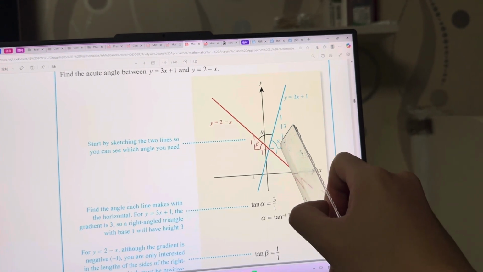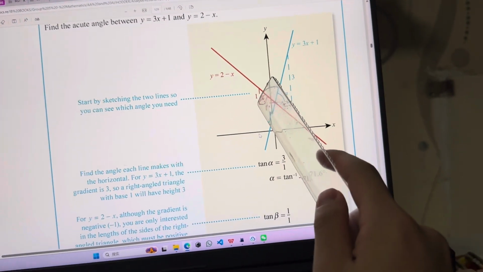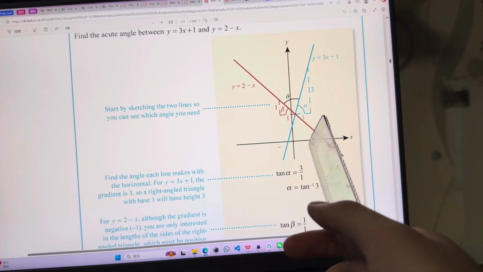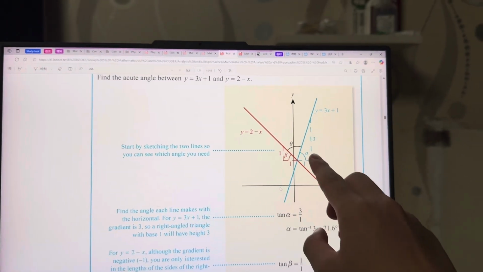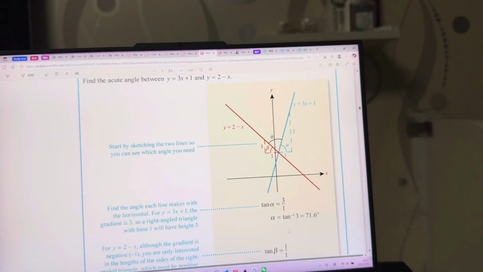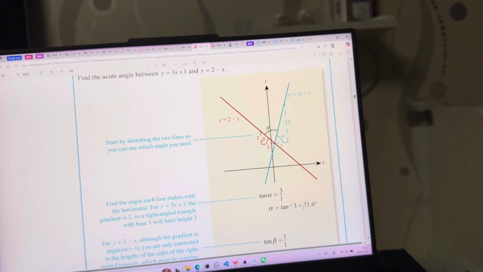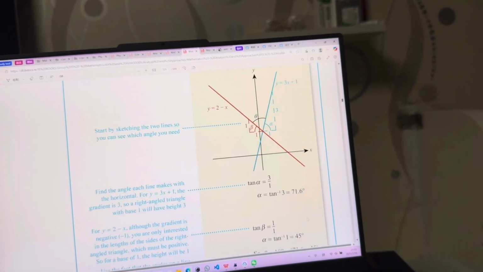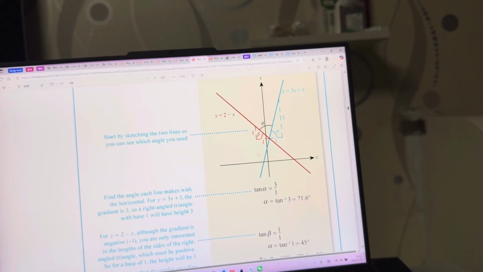Then right angle. Then we know that here are 2 right triangles. Then we still use tangent to solve it. So alpha will be inverse tangent 3. It will be this angle. Beta will be inverse tangent 1, which is 45.